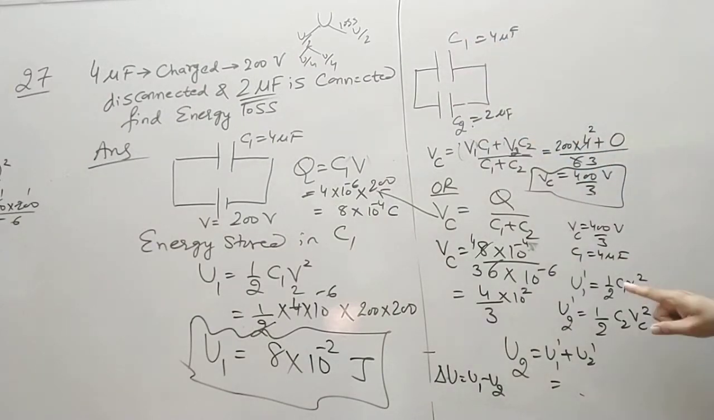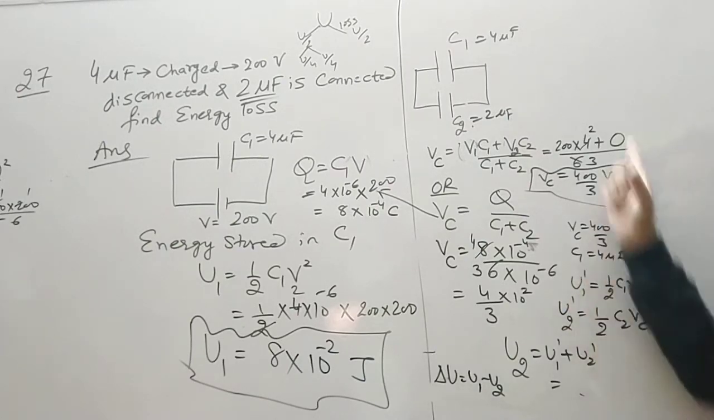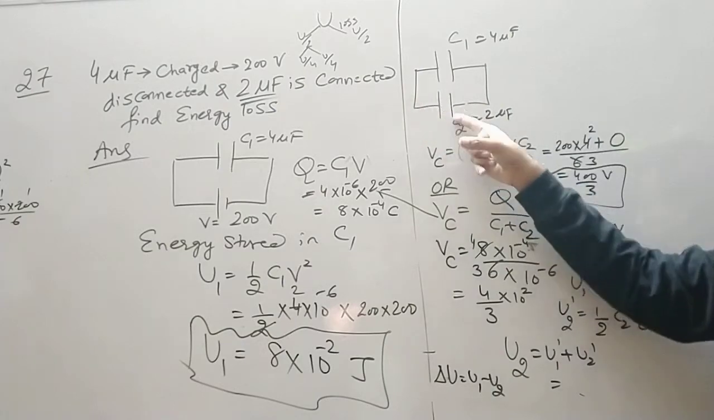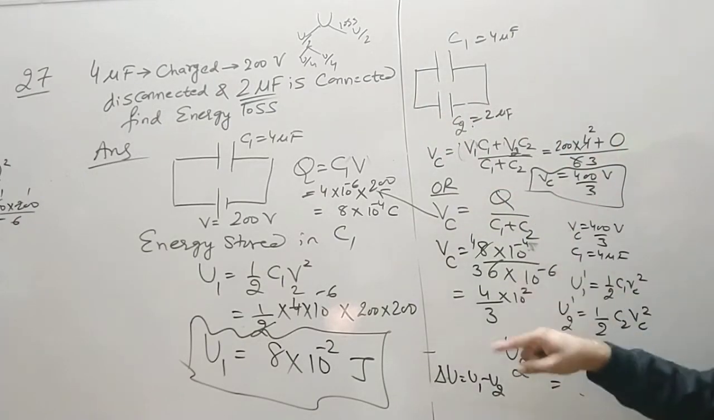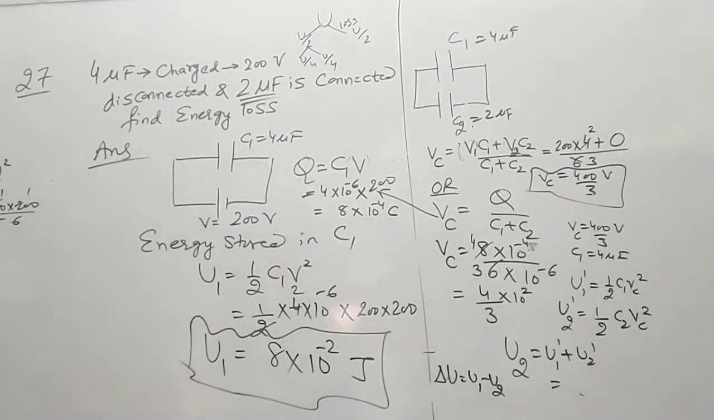So individually, I can find out the energy, U1 dash and U2 dash. Then I do the summation. So the total energy of the system, that is U2. Then the loss is U1 minus U2. Now this is the situation, a long method.